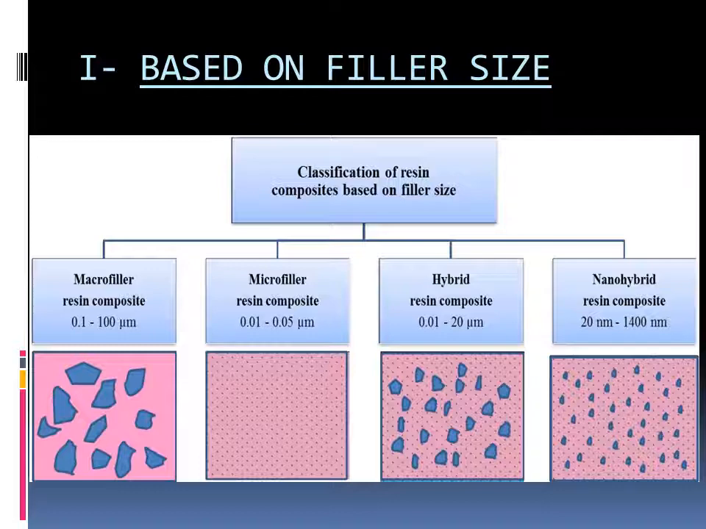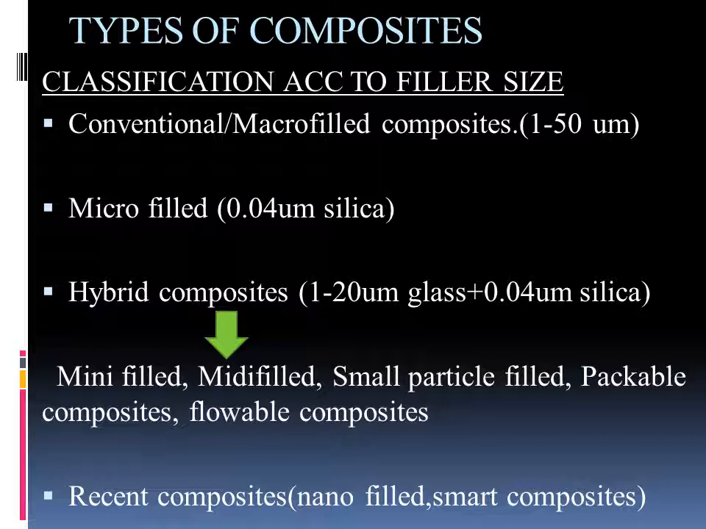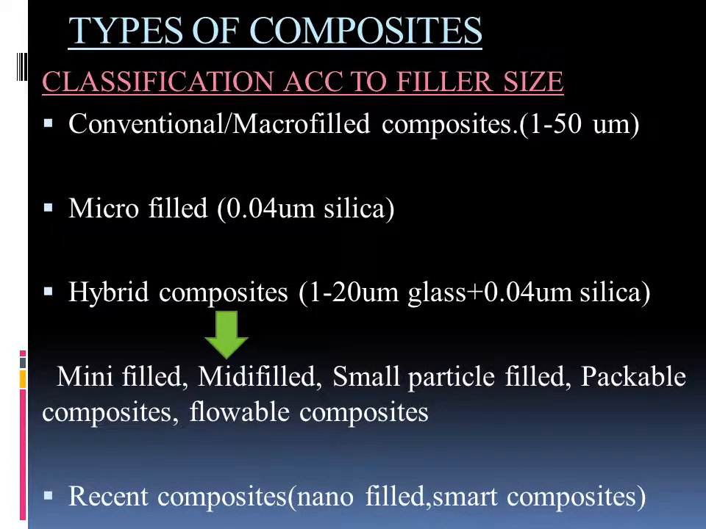And then the nanohybrid, which are the latest resin composites, the filler size is 20 nanometers to about 1400 nanometers. So let's look at this classification, which is according to the filler size. So we have the conventional or the macrofill composites. The filler size is 1 to 15 microns. Microfill, which have 0.04 microns of silica. Hybrid composites, which are a mixture of the conventional and the microfill. So they have 1 to 20 micron glass and 0.04 micron of silica.